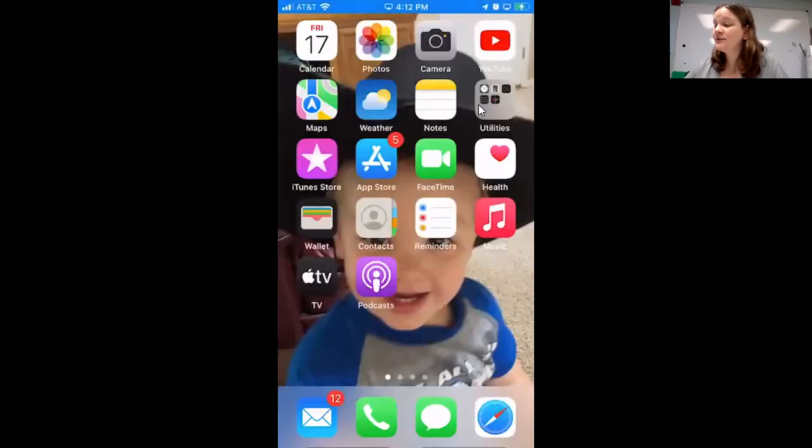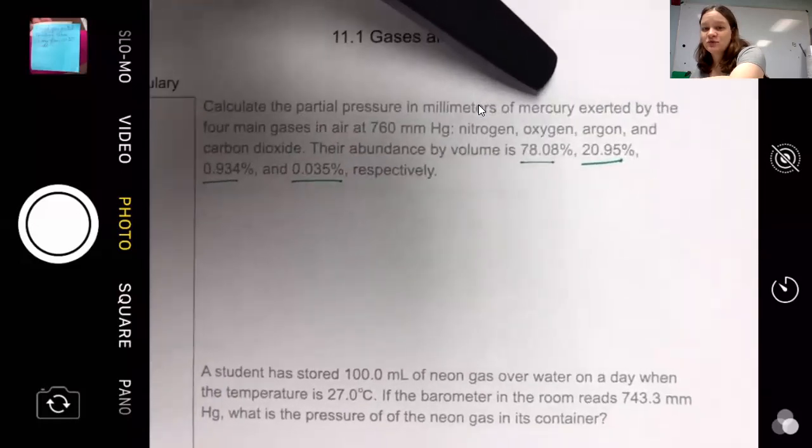Let me go do that. All right. It's actually really easy. So let me come back to share my screen. And it's going to take forever. So sorry. Okay. So it's actually really easy. All we're going to do is multiply these percentages that we have by the total amount. But we'll use the percentages as a decimal.